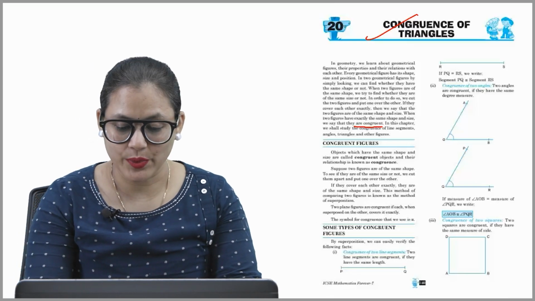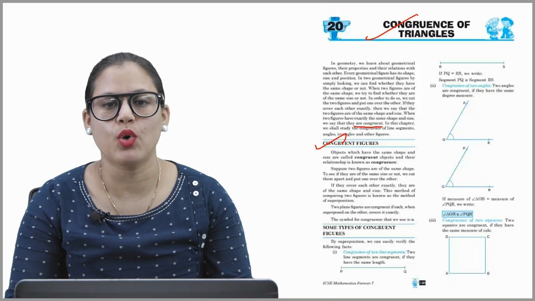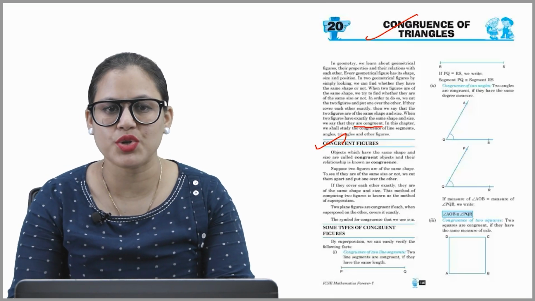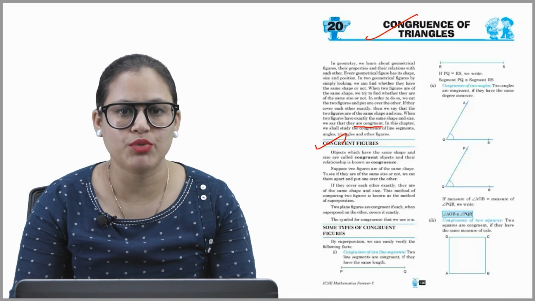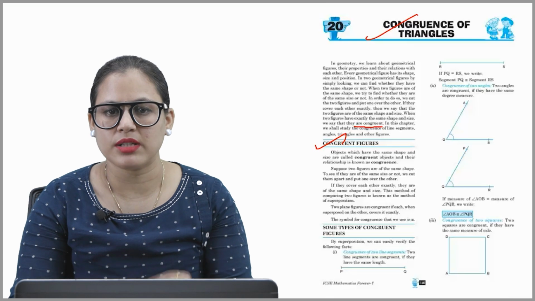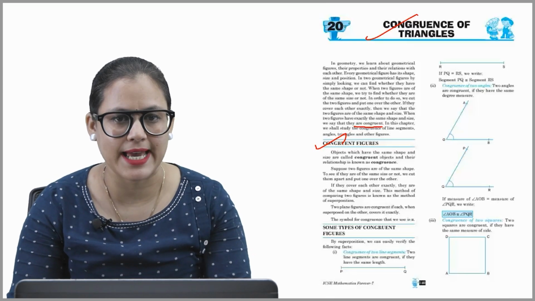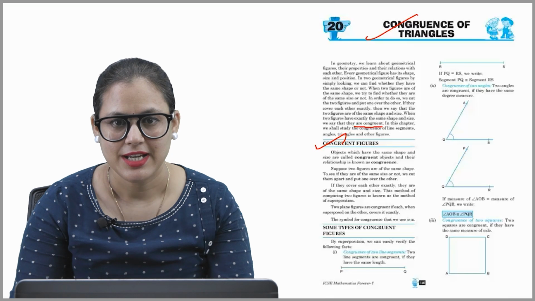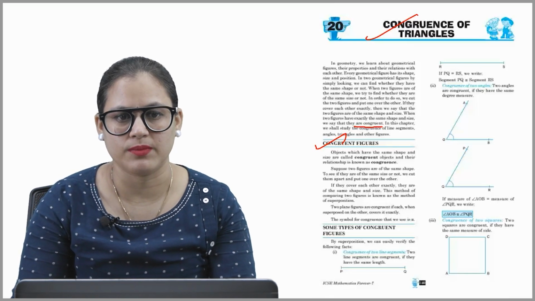Congruent figures. Objects which have the same shape and size are called congruent objects and their relationship is known as congruence. Suppose two figures are of the same shape. To see if they are of the same size or not, we cut them apart and put one over the other. If they cover each other exactly, they are of the same shape and size. This method of comparing two figures is known as the method of superposition.